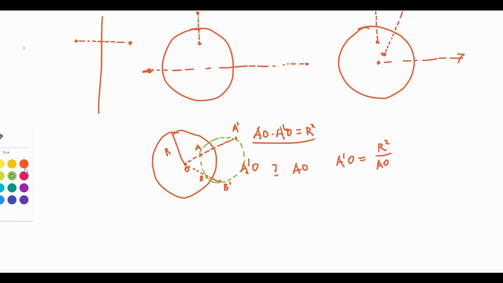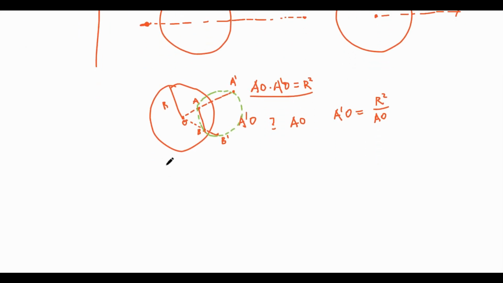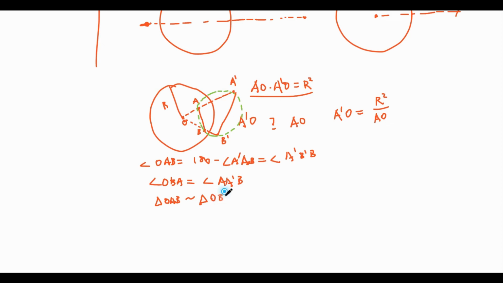And so we can angle chase here a little bit to find that angle OAB is equal to 180 minus angle A prime AB, which is equal to angle A prime B, and similarly angle OBA is equal to angle A prime B. And finally, we know that, of course, angle AOB is equal to angle A prime OB prime since they're the same angle. So, in fact, we know that triangle OAB is similar to triangle OB prime A prime.